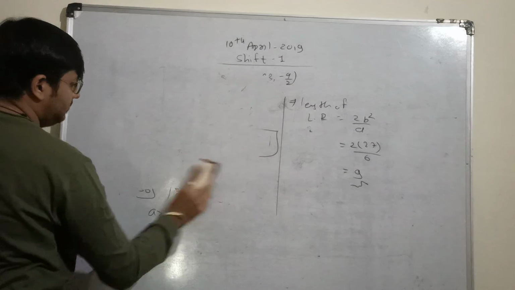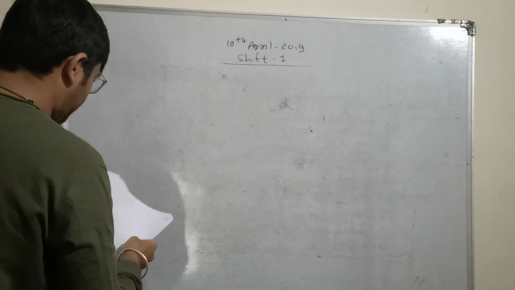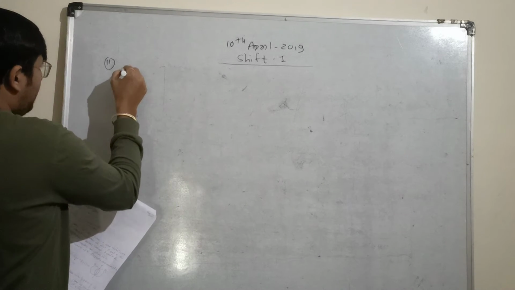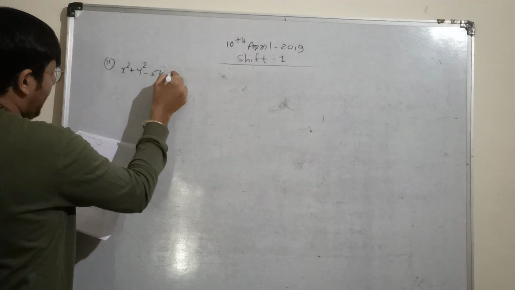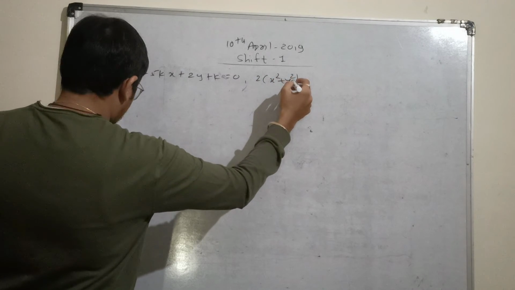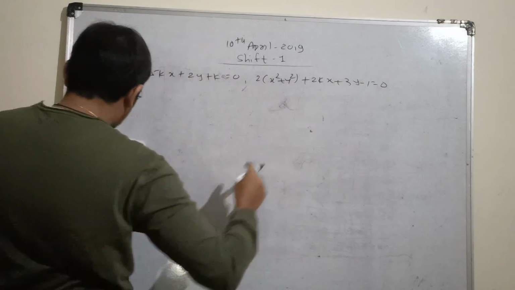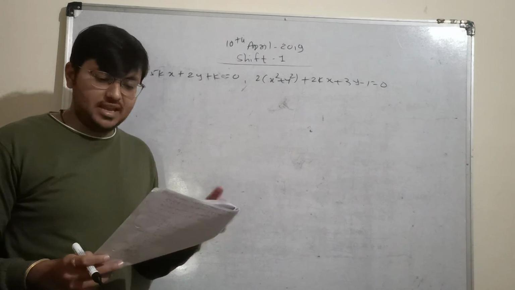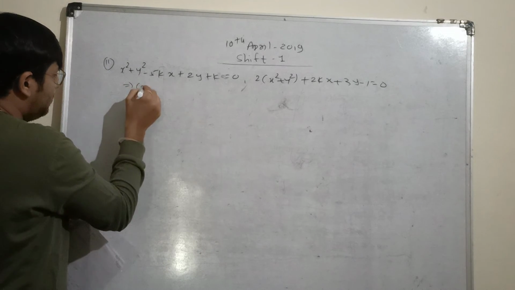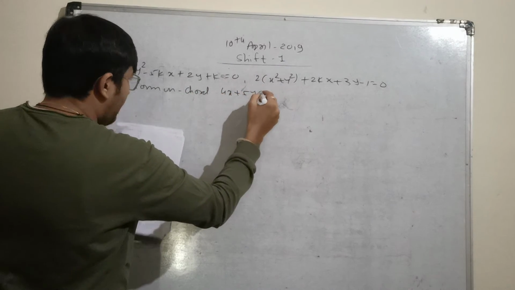Let's talk about the next question. Number 11. The circles x square plus y square plus 5kx plus 2y plus k equals 0 and 2 into x square plus y square plus 2kx plus 3y minus 1 equals 0 intersect each other at points P and Q, and the line passes through the points P and Q. So here the common chord is given to you as 4x plus 5y minus k equals 0.